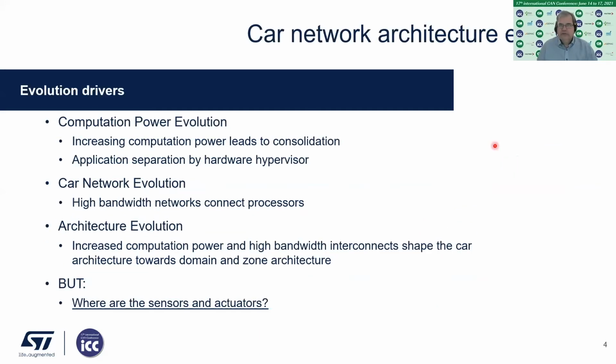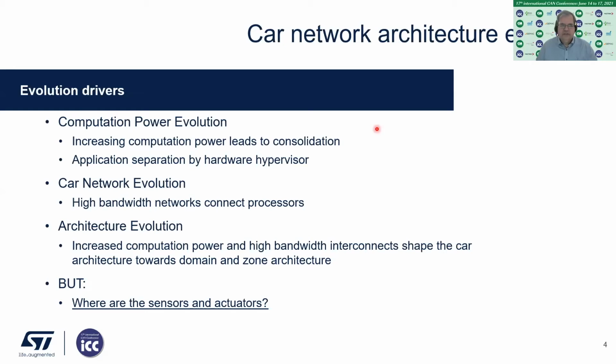So what are the evolution drivers of this car network architecture evolution? Of course, we see more and more computation power. So the computation power evolves, and increasing computation power leads to consolidation. Of course, as I mentioned previously, we can combine more and more applications within the same hardware. And the applications can be separated by the mentioned hardware hypervisor.